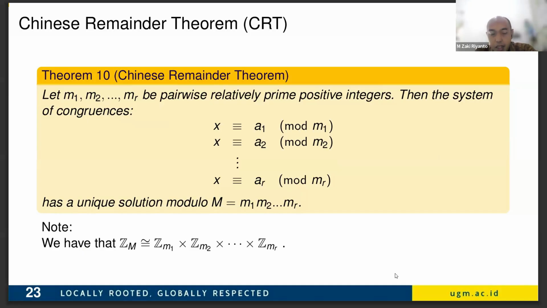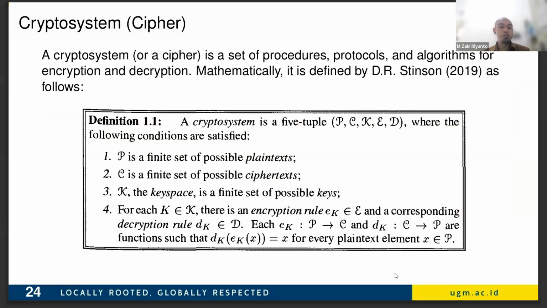Okay, and we go back to cryptography. Now we have a new concept about crypto systems. So, what is a crypto system? Or we also call it a cipher. It is a set of procedures, protocols, and algorithms for encryption and decryption.